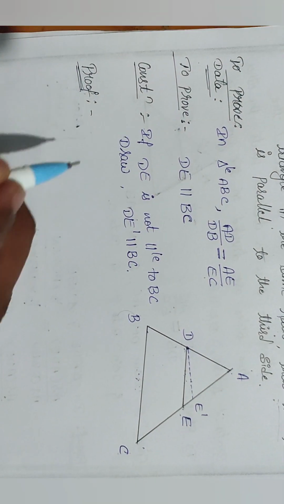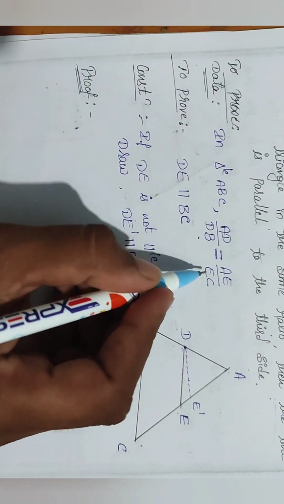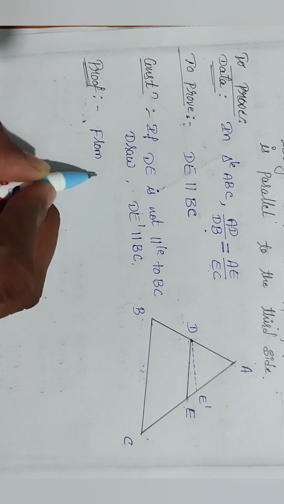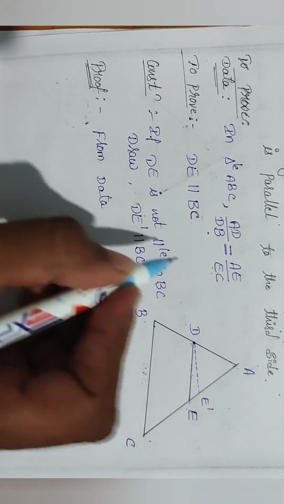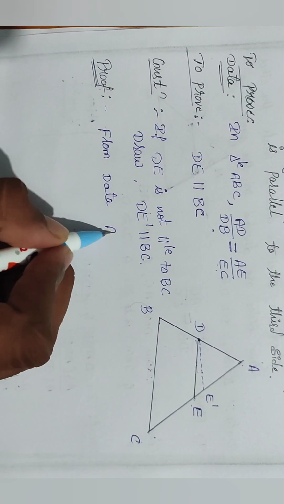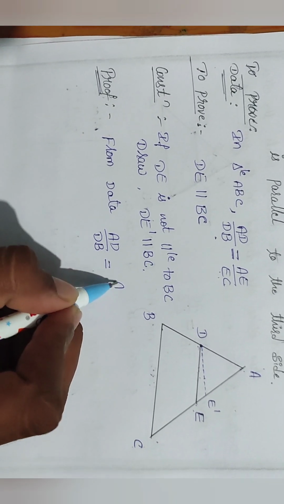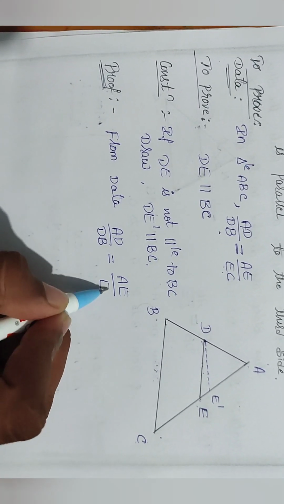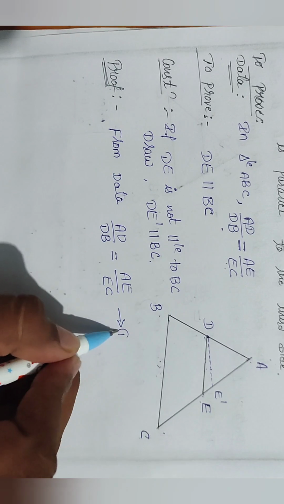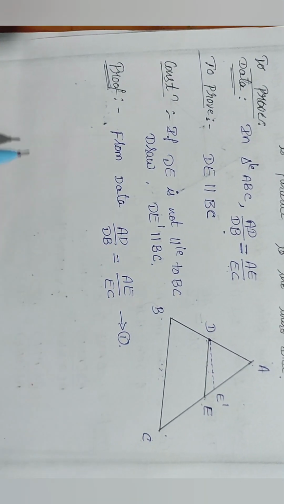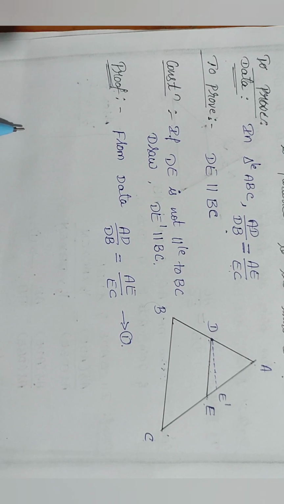The first step in this proof is, we have to consider the data itself, that is from data. So we know that AD divided by DB is equal to AE by EC. We call this equation number 1. So I have written the data as it is, and I have named that equation 1.